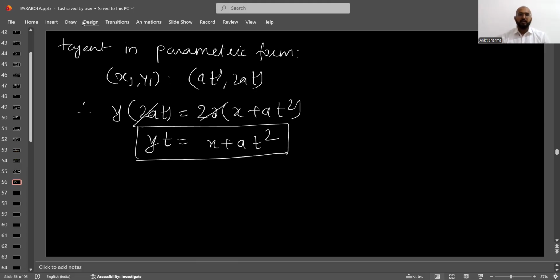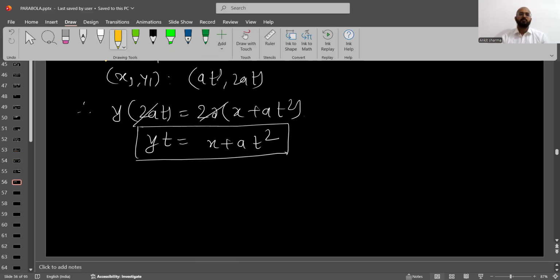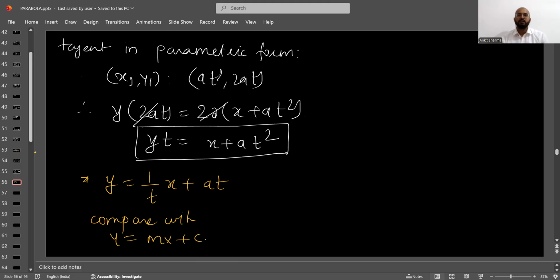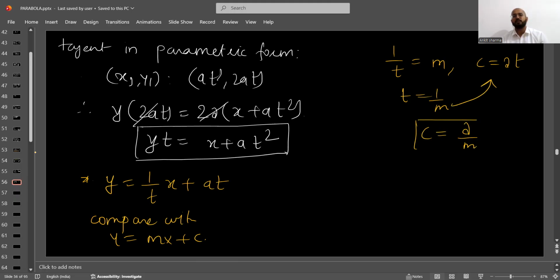Now, in fact, one can get the tangent from here also without solving the tangency. If you write down y is equal to 1 over t into x plus at, and compare with y is equal to mx plus c, I get 1 over t is equal to m and c is equal to at. So t is equal to 1 over m. You can just plug in here. So c is equal to a over m. This is the condition of tangency.